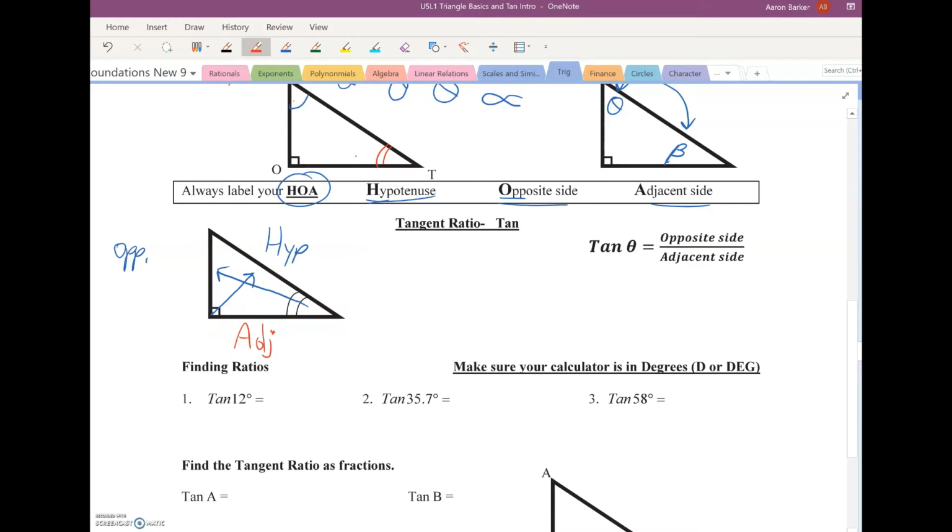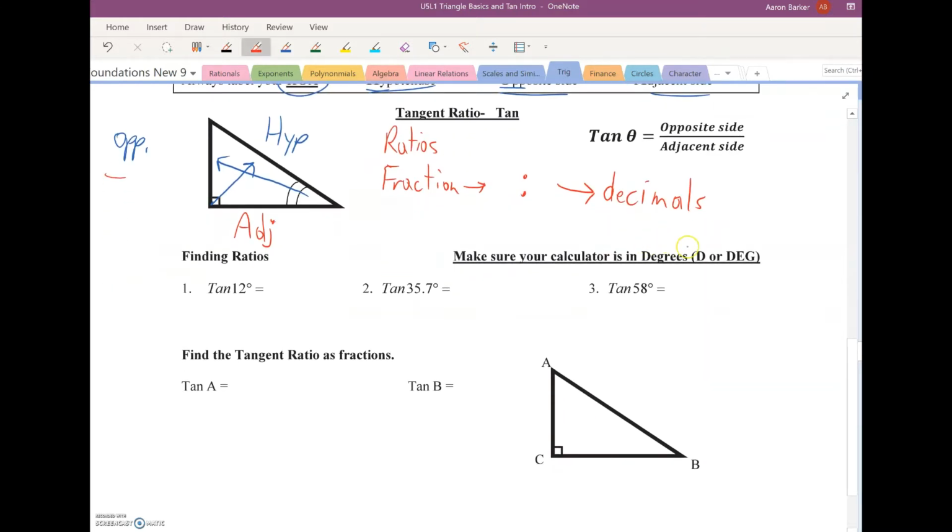Now that we're able to label the triangle, we would then have to figure out what the ratio is for the opposite over the adjacent. Remember, ratios can be two things. Number one, they can be fractions, and we're going to be seeing a lot of that in this unit. You can also turn your fractions into decimals, and when we deal with trig, we're usually dealing with decimals. That's what your calculator is going to tell you.